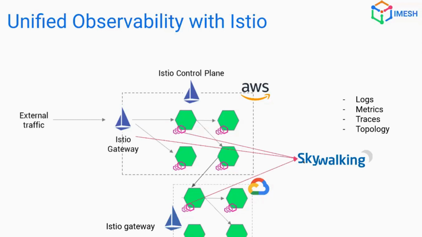So for this video, when I do the demo, we will only concern ourselves with the Envoy proxies. So all the Envoy proxies will be sending some data to Skywalking, and you will see how just by sending some of this, you'll be able to get some metrics, you'll get some sort of logs, and you'll also get the topology, right? So just with Istio and Skywalking, you're able to get at least three out of four.